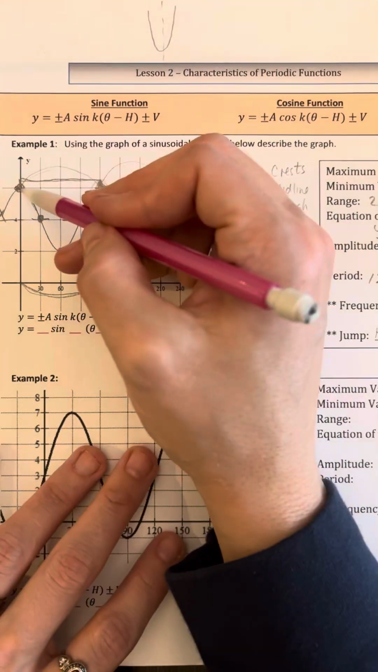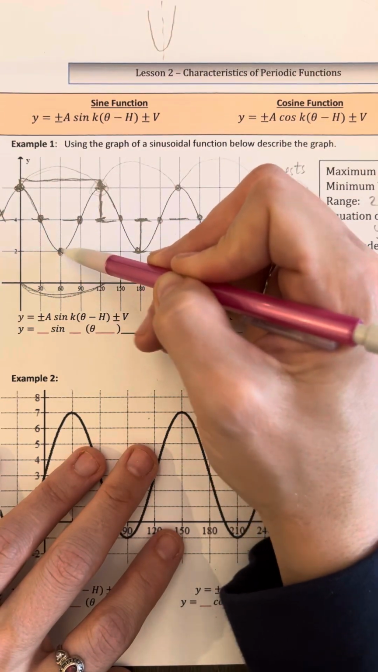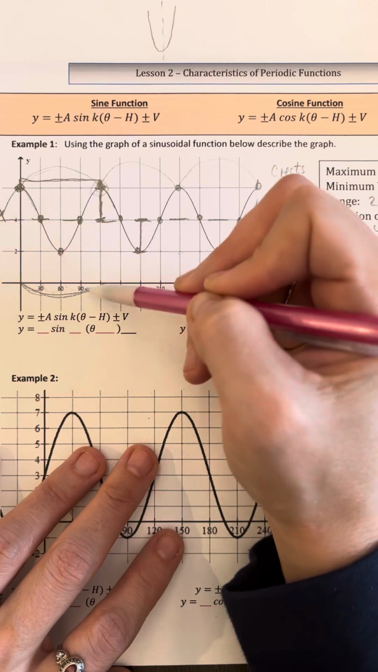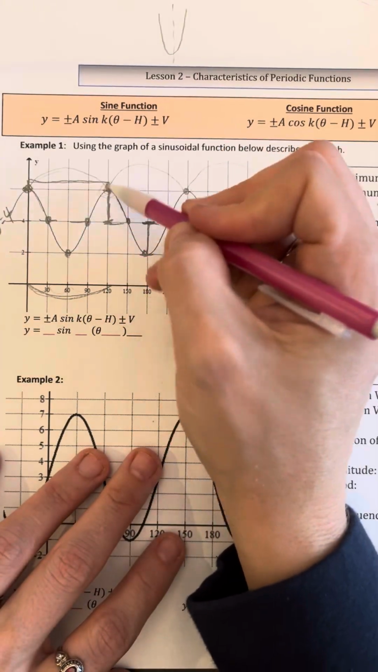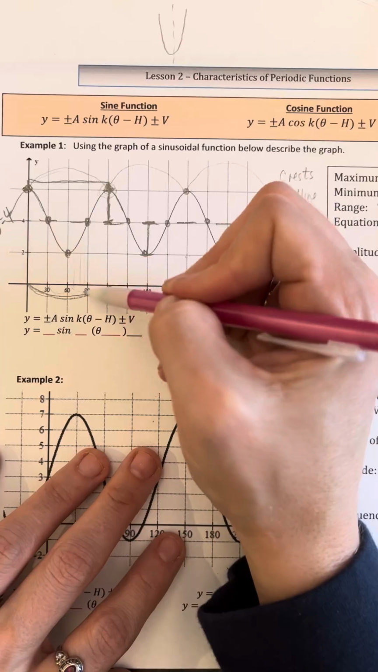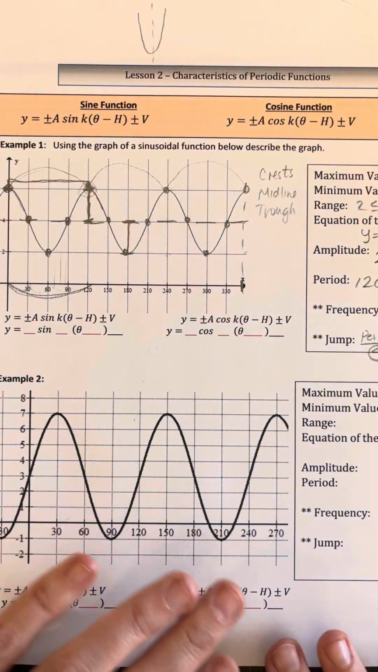Okay, so if I started here, that means 30 degrees later I have a major point. 30 degrees later I have a major point. 30 degrees later I have a major point. 30 degrees later I have a major point. Okay? So it's all these like major points. Now the graph does exist between the major points. It's just that I only need major points in order to graph it. I don't need to know the ones in between.